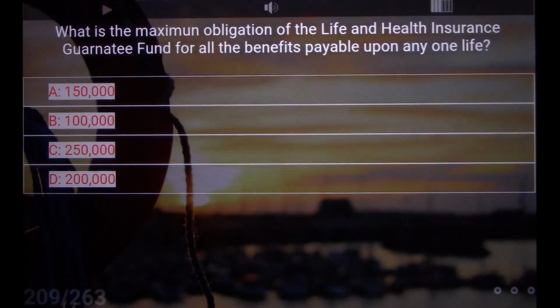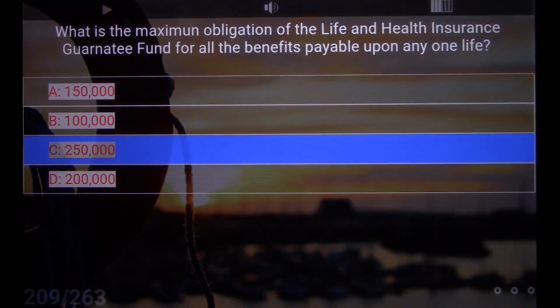What is the maximum obligation of the life and health insurance Guarantee fund for all the benefits payable upon any one life? C. 250,000.